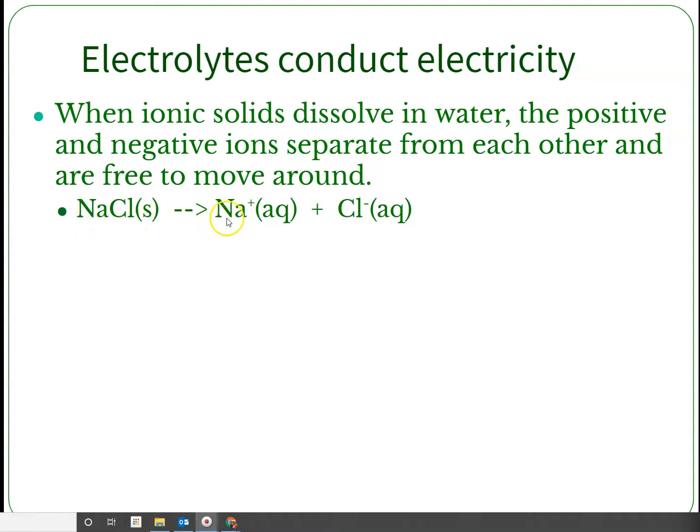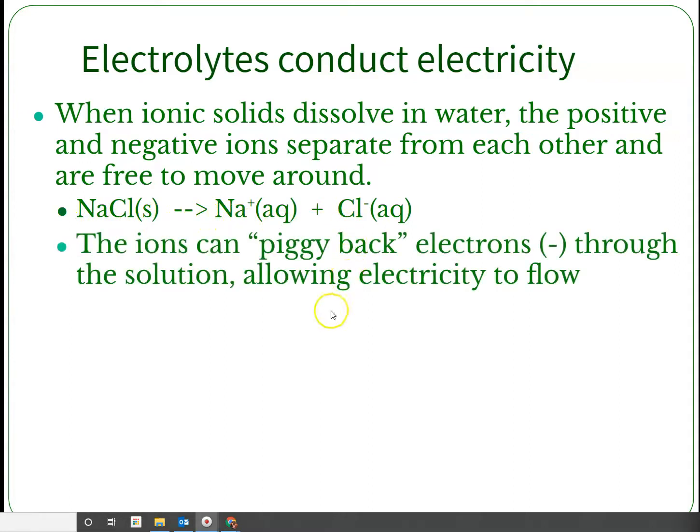NaCl is going to break apart into sodium and chlorine. And at this point, once it has, those ions can now piggyback electrons through the solution, allowing electricity to flow.